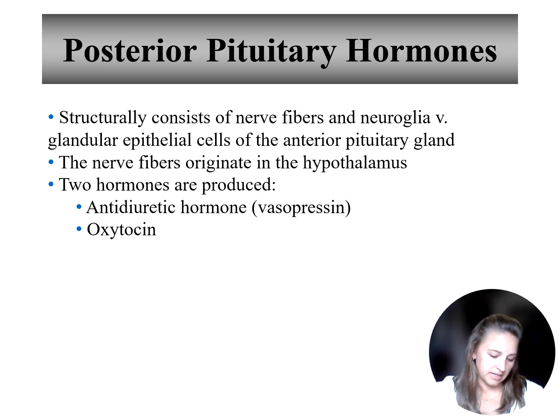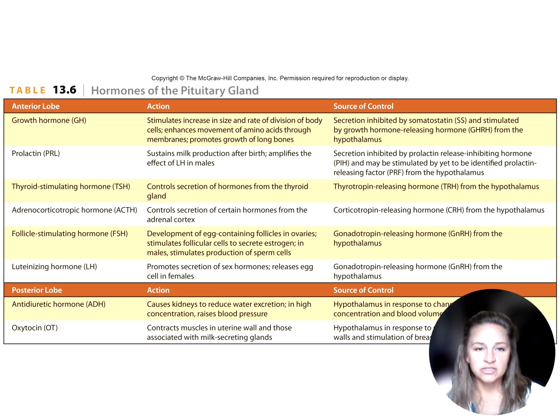And then oxytocin. Oxytocin is usually referred to as the love hormone, and it's responsible for maternal bonding. Also, we see oxytocin in just any kind of human contact. You can see your oxytocin levels go up even when you're having contact with your pets. If you're petting your dog or cat, your oxytocin levels go up, and their oxytocin levels go up. So you can pause here. This is the overview of the hormones of the pituitary gland, showing both the anterior lobe and the posterior lobe, the actions and their source of control.